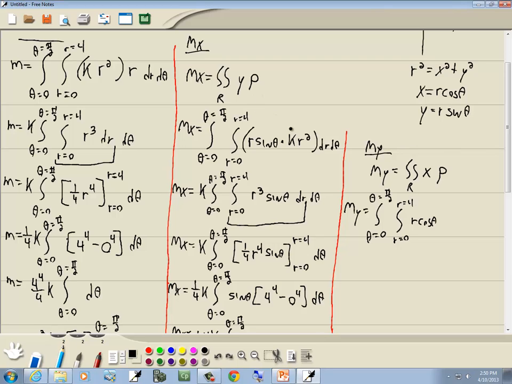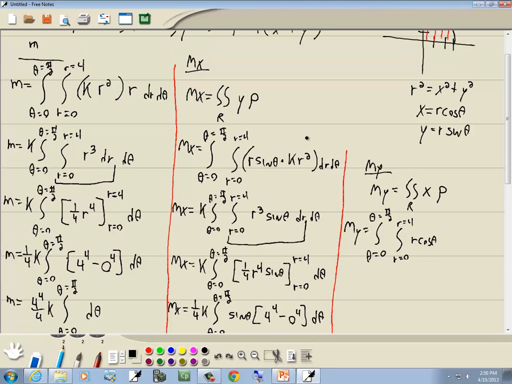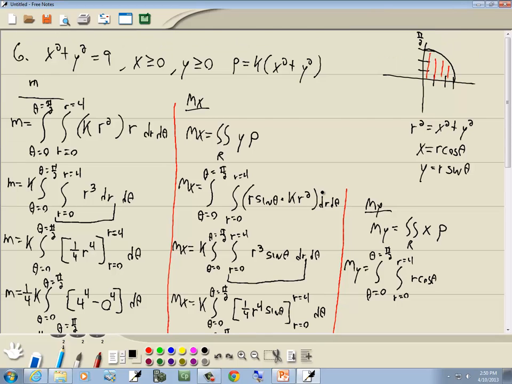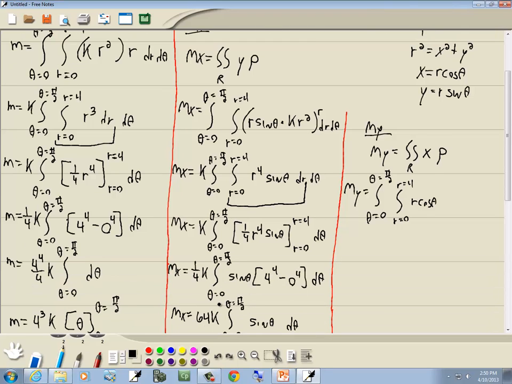And did I screw up in this last one? I'd be mad if I did. I did, didn't I? You have to put an extra r in there. I don't know how many times I'm going to forget that. Okay. Well, remember, when you change it to polar, you have to put an extra r, which means this will be r to the fourth. Sorry about that. And then that'll be 1/5 r to the fifth. Get that tattooed in the middle of my forehead. I can't seem to remember that.